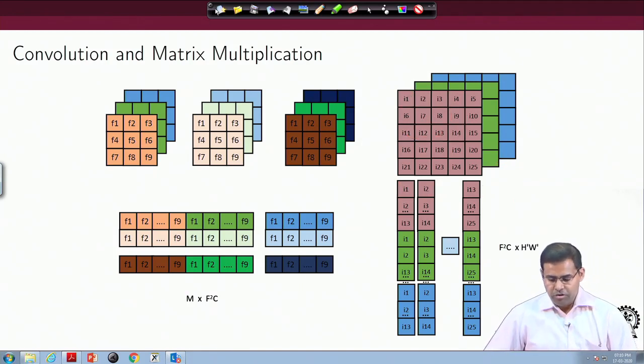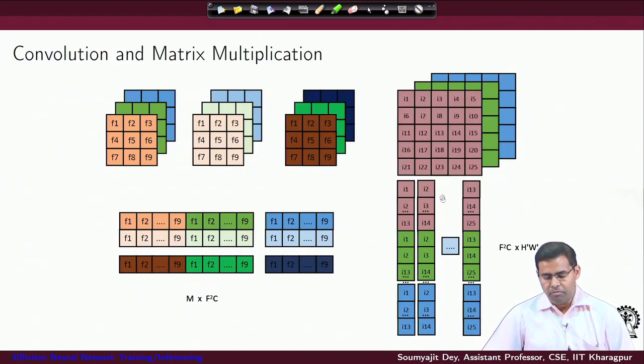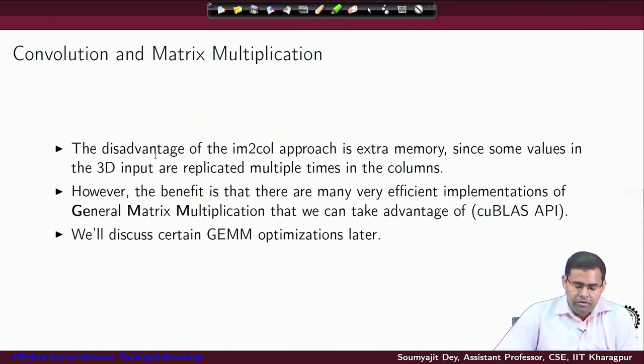But if you just look at the vanilla code that we have provided in the next slide, we are not really making use of shared memory or other things, but we are engaging multiple threads to do the copies in parallel from the global memory. You can check as a task how much scope there is for memory optimization here, how much coalescing there is and all that, right. So, that is a disadvantage we can say: when I am doing the image to column approach, I require extra memory, since some of the values are replicated multiple times in the columns.